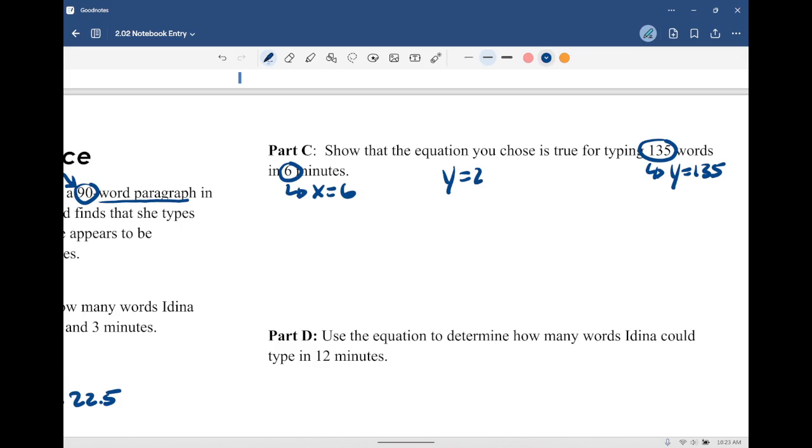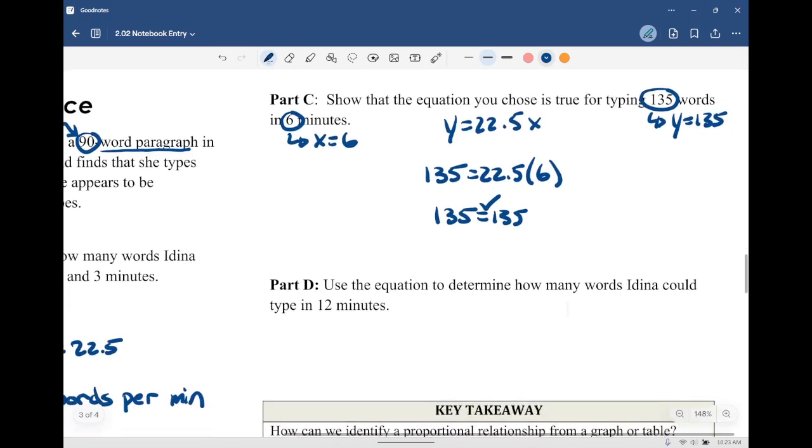Okay. y is equal to 22.5x. So that means that 135 is equal to 22.5 times 6. Hopefully this works. In your calculator, multiply them. What do you get? 135. And so I end up with 135 is equal to 135. First question. Is that a true statement? Yes. And so, does this work? Yes, it does. All right, we've proven that it works.